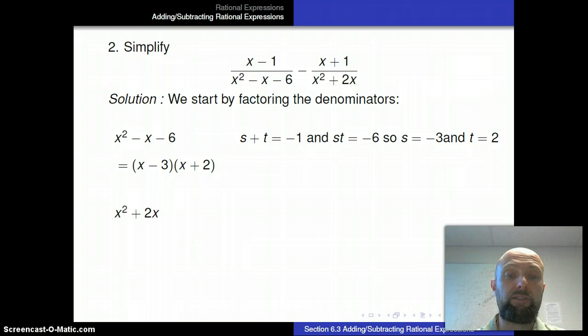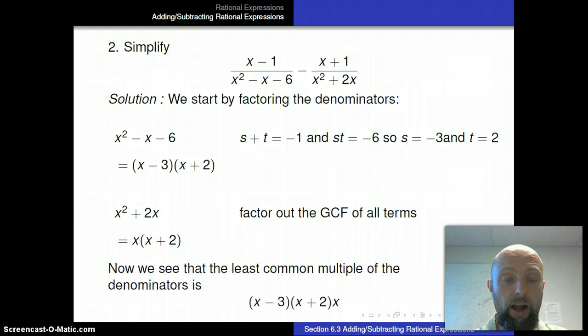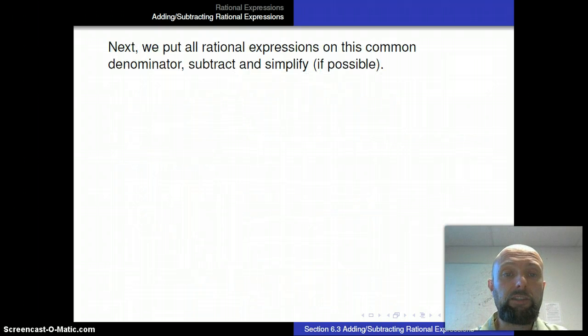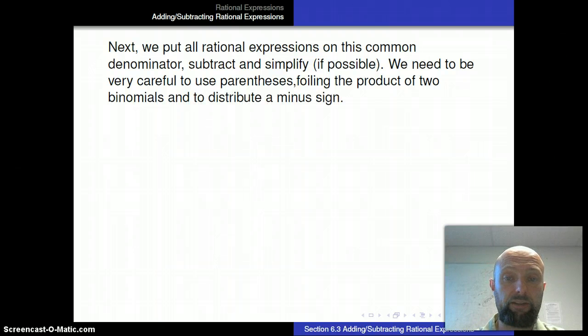For x squared plus 2x, we can factor out the greatest common factor of all terms, which is x, and once we factor out x, we are left with x plus 2. Our denominators are x minus 3 times x plus 2 and x times x plus 2, so we see that the least common multiple of the denominators is x minus 3 times x plus 2 times x. Next, we put all rational expressions on this common denominator, subtract, and simplify if possible. We need to be very careful to use parentheses, FOILing the product of two binomials, and to distribute a minus sign.